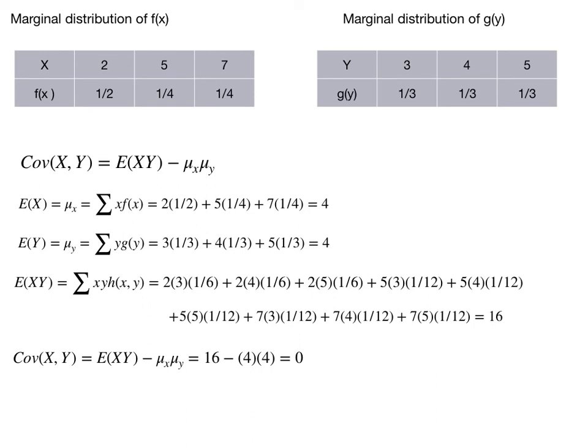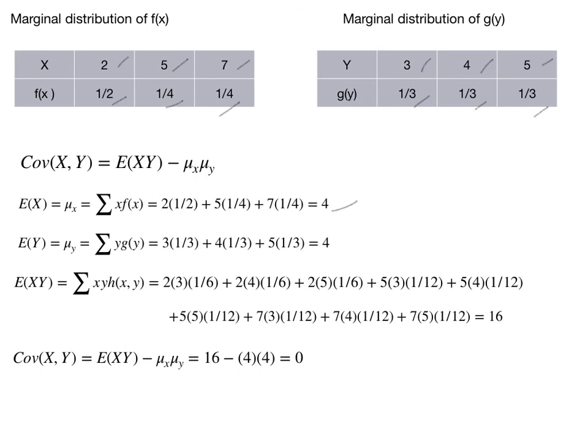Now to find the covariance, we have seen that covariance is given by expectation of xy minus mu x mu y. First find out mu x, that's given by summation x f of x. So from the marginal distribution table of x, consider 2 into half plus 5 into 1 by 4 plus 7 into 1 by 4 gives you 4. Similarly, mu y is obtained from the marginal distribution table of y, which gives 3 into 1 by 3 plus 4 into 1 by 3 plus 5 into 1 by 3 gives you 4.